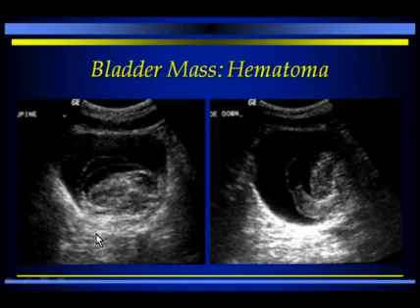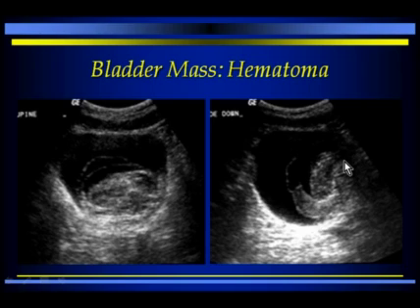So looking into the bladder now, here's another patient. This patient actually is post-prostate biopsy, and this is a transverse view and a sagittal view of the bladder. And what we see is that there is a focal mass in the bladder, and this actually is a patient turned onto his side, and that mass moves to the side.